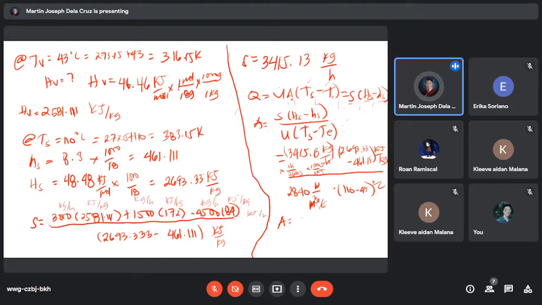Ano po nakuha ang area? So, area natin should be in meters squared, kasi joule per second is parehas lang naman sa watts. And then, tataas si meters squared. So, ano po nakuha niyong area po?